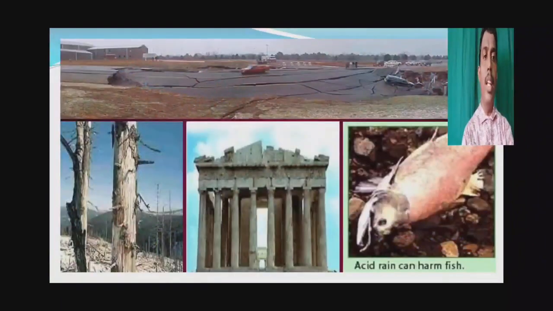These acid rains cause damage to public properties, plants and old monuments, aquatic animals and all the animals, human beings.